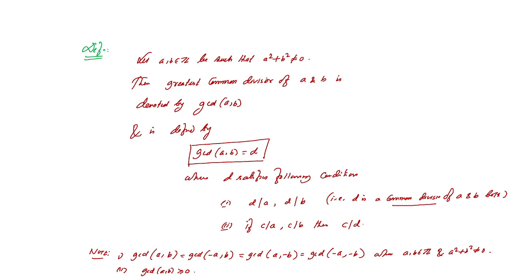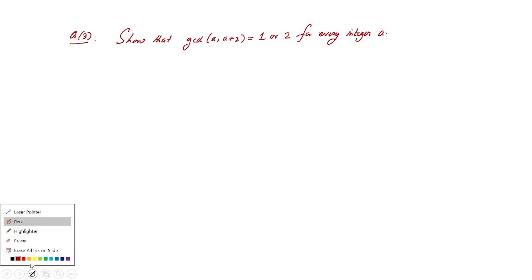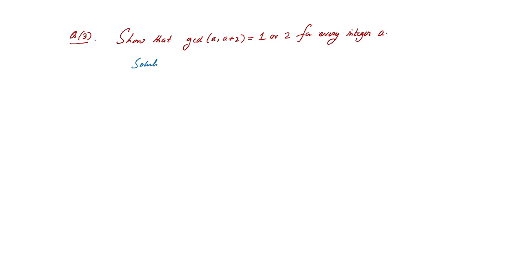Okay. Now we come to the important questions. Question number 3: show that GCD of a, a plus 2 is equal to 1 or 2 for every integer a. How to prove that GCD of a, a plus 2 will be 1 or 2? So now we come to the solution.